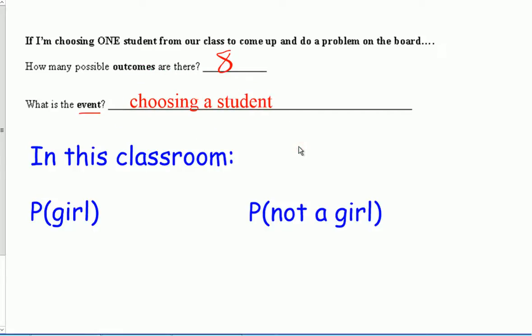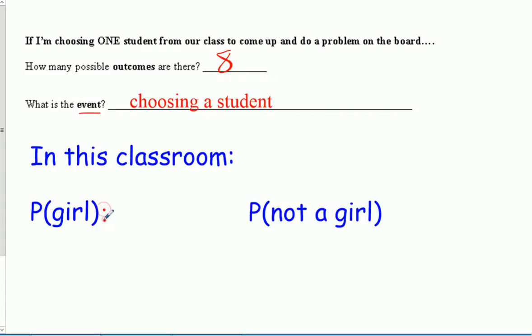That's what's happening. Now, think about this. In this classroom, and again, based on everybody being here, I want you to copy this down. When I write this, and you're going to see this notation a lot in the next couple of lessons, the P stands for probability. So what this is really saying is, what is the probability that I pick a girl? Because it's based on this situation that we just talked about. So choosing a student from our class. What is the probability that I pick a girl?